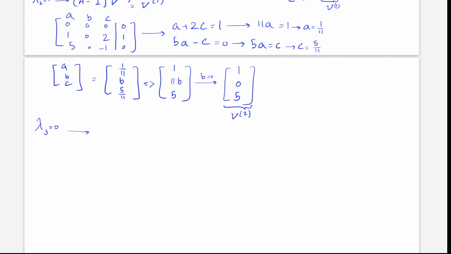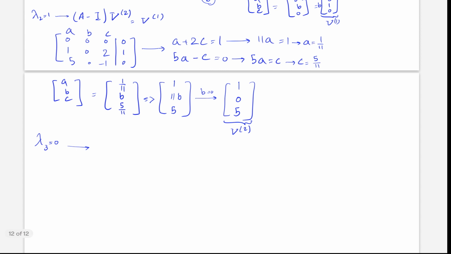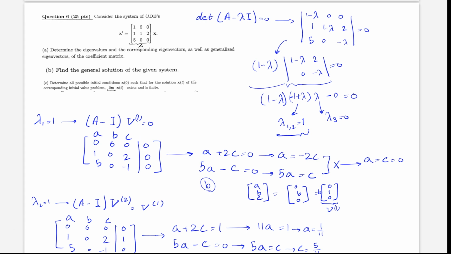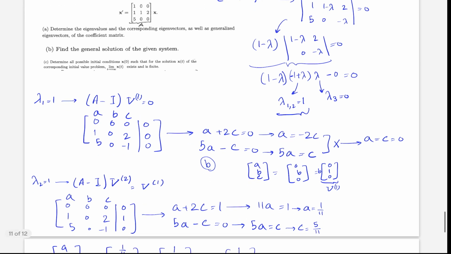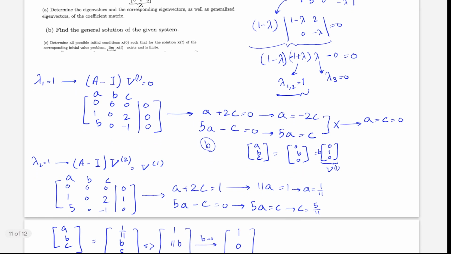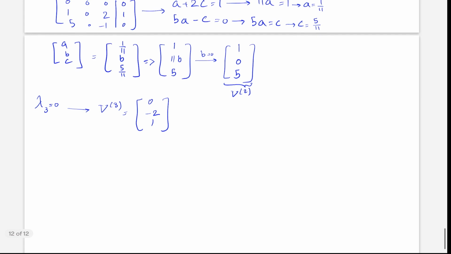From here, again, I don't want to write it too much, but we will get the corresponding eigenvector as 0, minus 2, 1. So we found 3 eigenvectors which are independent. One of them is a generalized eigenvector. And now part B, it says find the general solution of the given system.